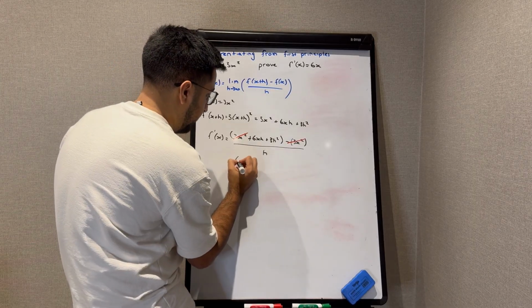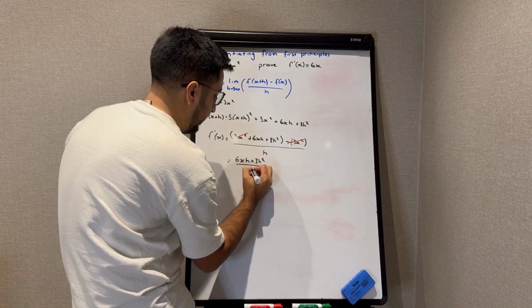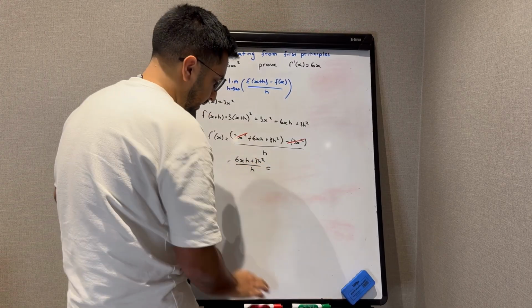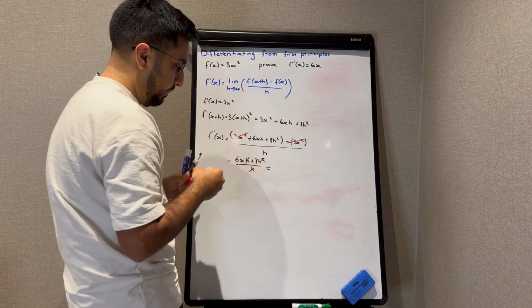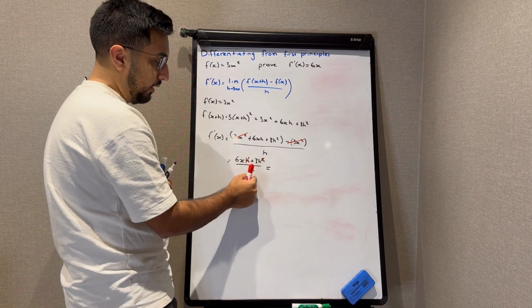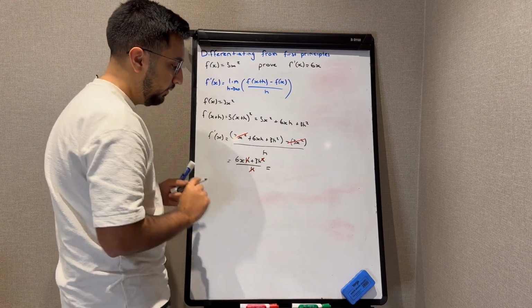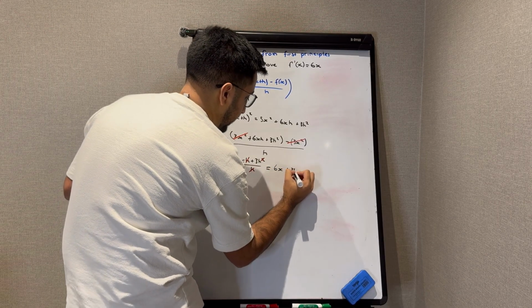Therefore, leaving us with 6xh plus 3h squared over h. And once again, we can simplify this h, and this squared will disappear. Remember, if you're going to divide by something at the bottom, it has to be in all the terms above. So that leaves us with 6x plus 3h.